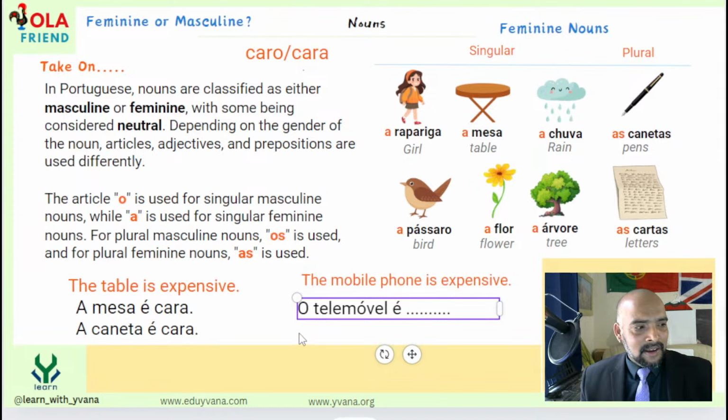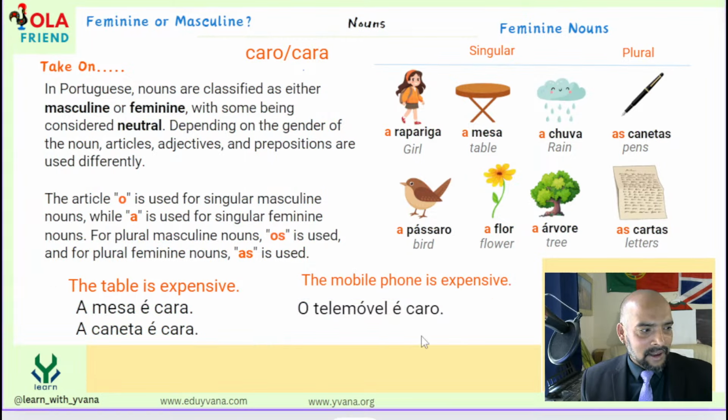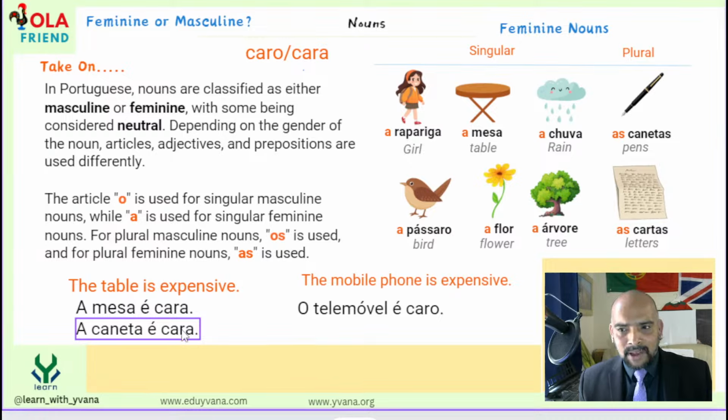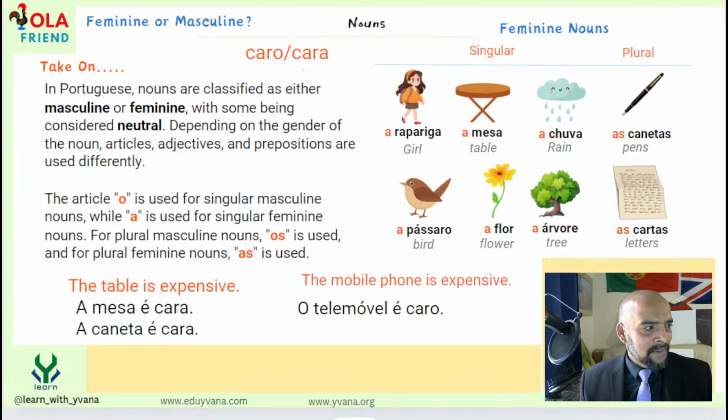So here we can say o telemóvel, o celular é caro. Yeah, you can say cellular as well. That's kind, right? Caro. So if you notice here, because of this noun, when we talk about the expensive, it also changes. If it is the feminine noun, we say cara, and if it is the masculine noun, we say caro. This is the reason that we must be sure and we practice to identify whether the noun is masculine or feminine.